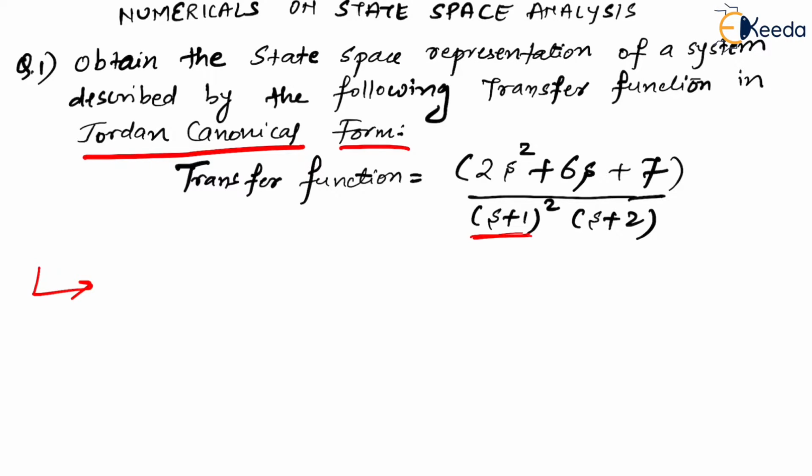Yes. Now, in order to find the Jordan canonical form, what should you have? You should basically have the poles and you should represent the transfer function in the form of a partial fraction. That is what we have seen. So now let us try to do so.